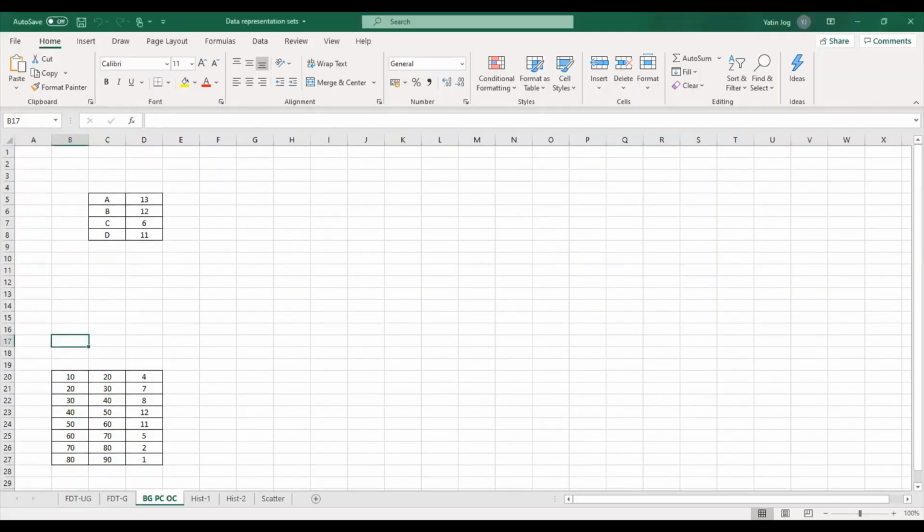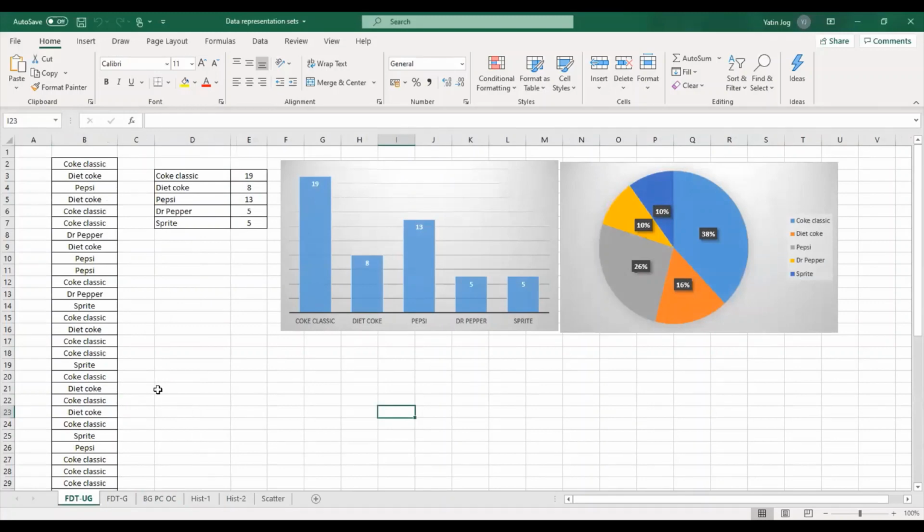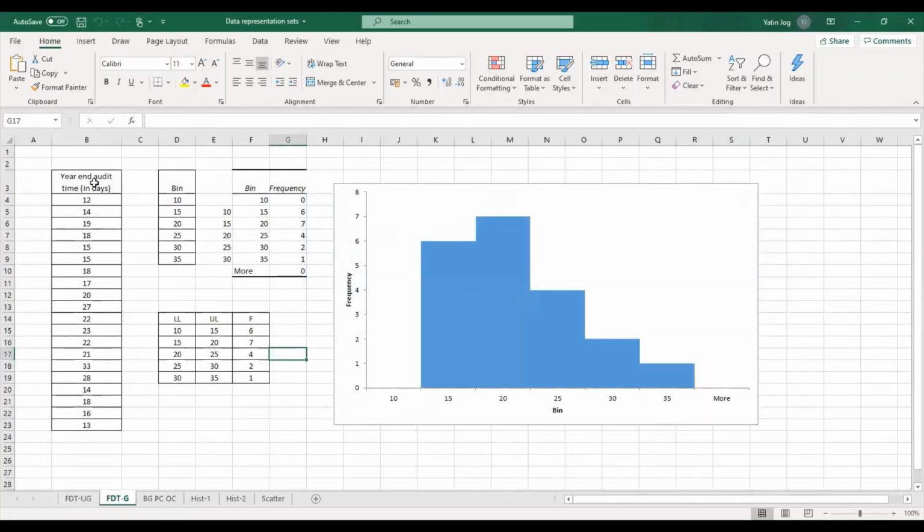So we are finished with the first Excel sheet where we have converted this qualitative data into a frequency distribution table, and then we have drawn the bar graph and pie chart for that data. Then we have done this problem where we have all the numerical values, the quantitative data. We have converted that data into grouped data with class intervals of width 5 using the histogram option in the data analysis with these bin values, and then we have also drawn the histogram for the same.